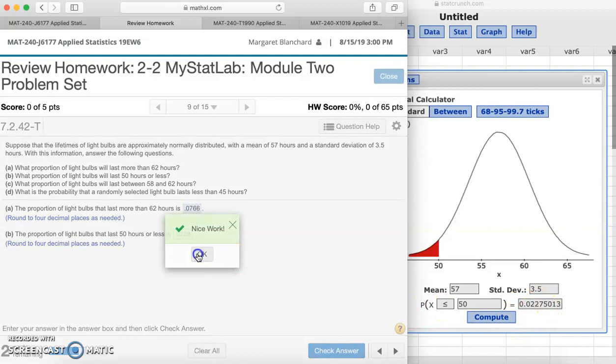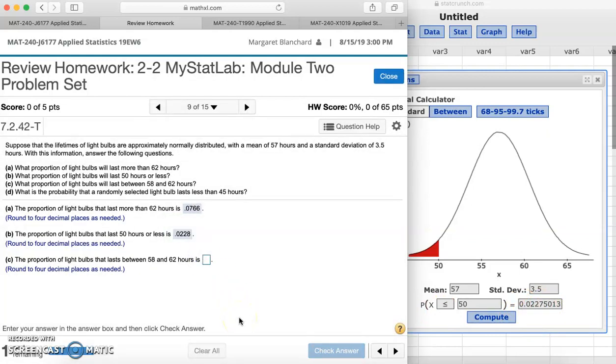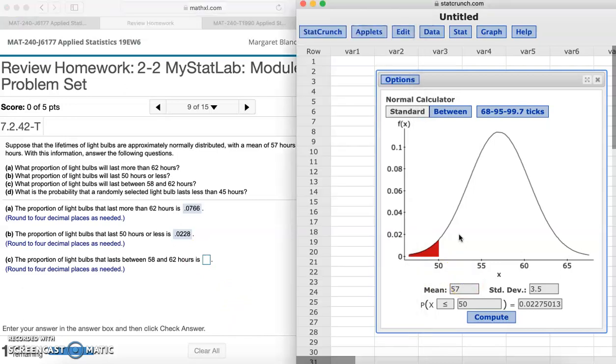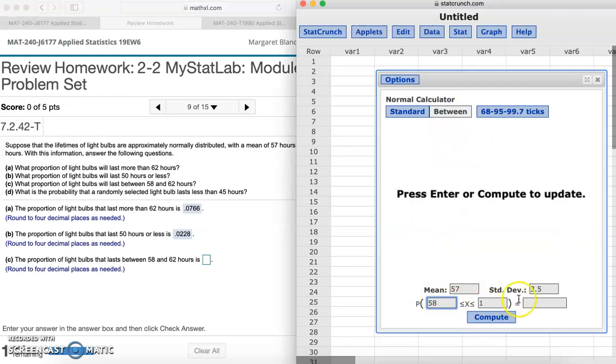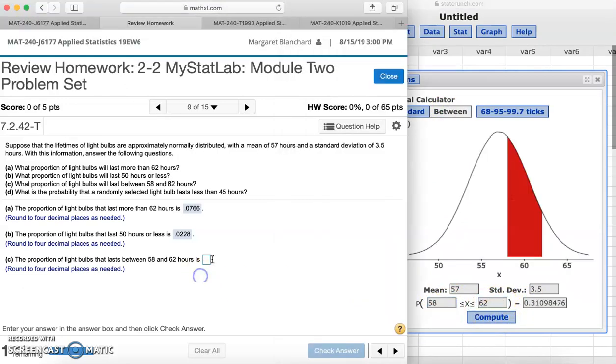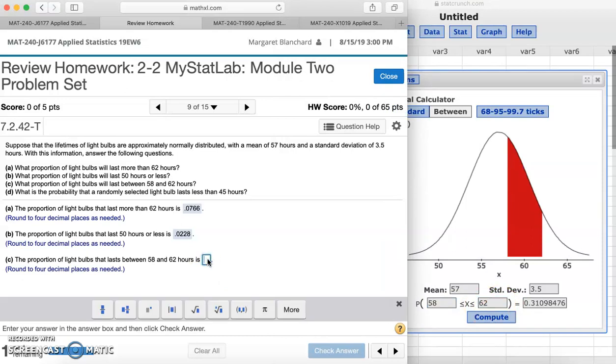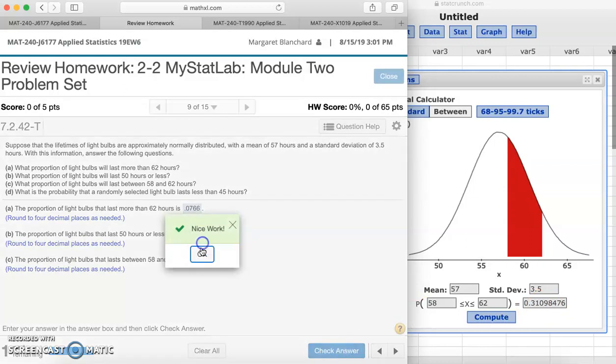Check answer. Nice work. The proportion of light bulbs that last between 58 and 62. So now we're going to click on between. Do 58, 62, click compute. And we're going to do 4 decimal places again. It's going to give us 0.3110. Check answer. Nice work.